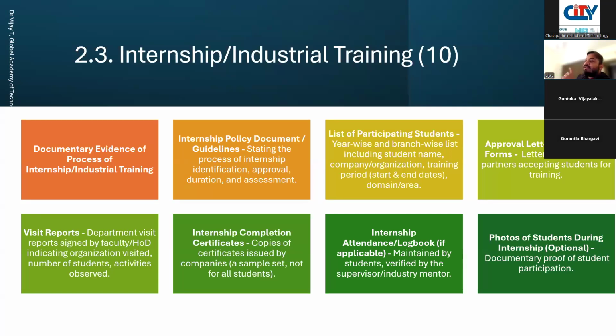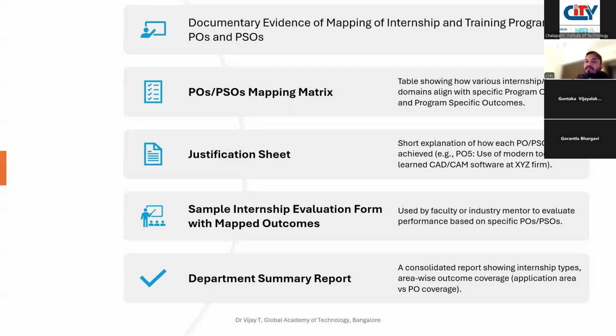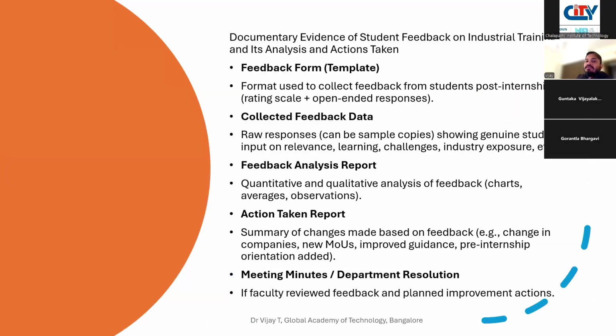Visit report. Once in a while, the head of the department or an internship guide has to interact with the industry people, make the minutes of the meeting, and maintain it as a record. Then you have to have an internship completion certificate. A report has to be generated. Attendance, logbook, and work diary of the internship should be there. On various random days, geotag photos have to be clicked by a student when working in the internship. POs and PSOs have to be mapped. A justification sheet should be there of why a particular PO and PSO is mapped with respect to internship. A sample internship evaluation form with mapped outcomes should be there, and a report of a complete internship should also be made available.